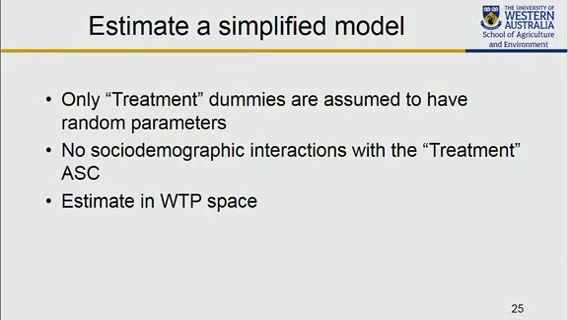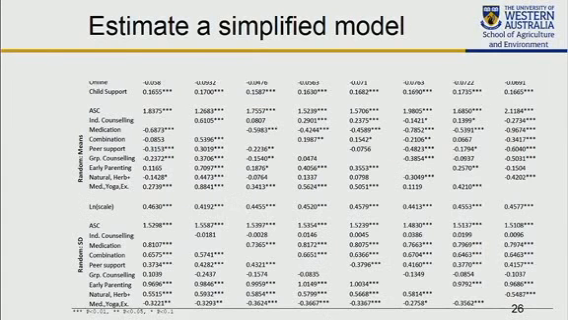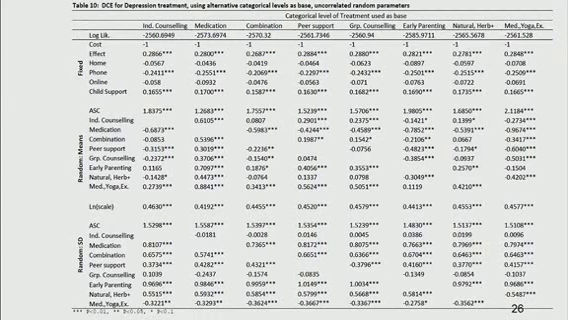I estimate a simplified model compared to their model. Only those treatment dummies, the 8 dummies, are going to be assumed to be random. They did all of them random. I'm not going to have any socio-demographic interactions with treatment, ASC. They had lots as to whether people opted in or out, but I wanted to make life simple. And I estimate it in willingness to pay space. But it's basically their data, so it's not really a complete replication of their paper, but it would show what would happen if you went through and estimated that model, dropping or using a different treatment method as the base.